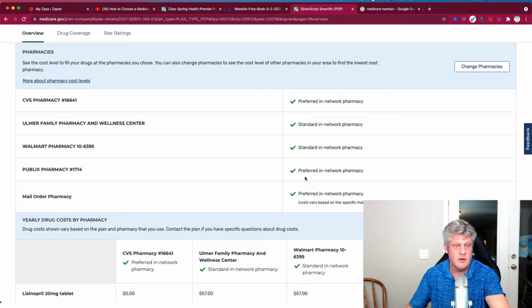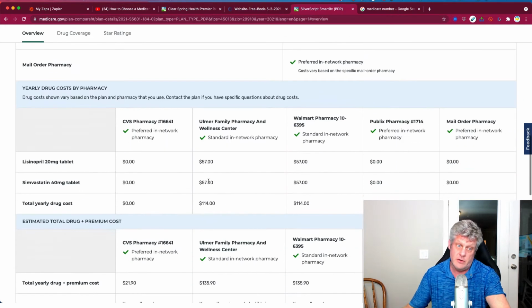I don't know, it's up to you guys, but let's look at the prices. So lisinopril, CVS, $0. I'd go to CVS. Simvastatin, $0. So those drugs are free. Ooh, yeah.